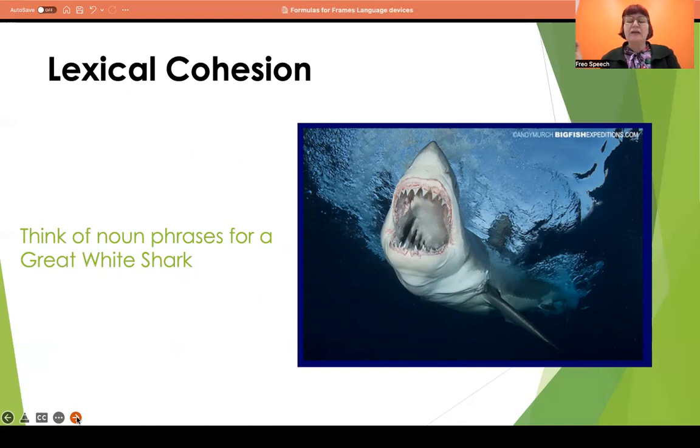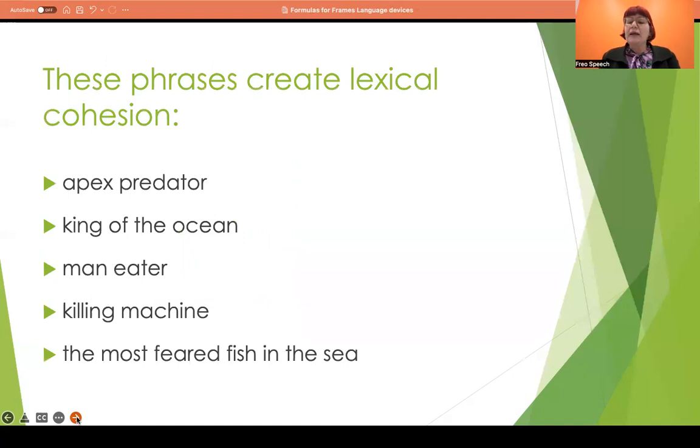And we can say it, but we also need other lexical cohesion. So lexical just means word, cohesion means sticking together. We need other types of words to describe that shark. So we can depart from just great white shark. And if we think about it, you could use the apex predator, the king of the ocean, the man-eater, the killing machine, the most feared fish in the sea.